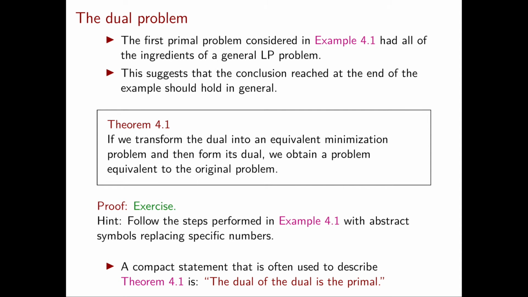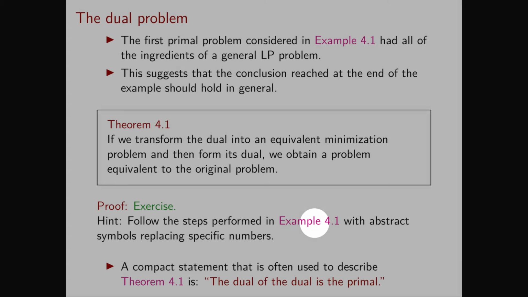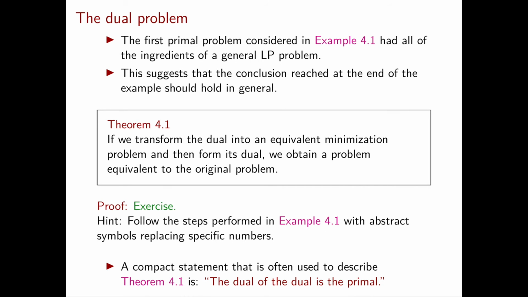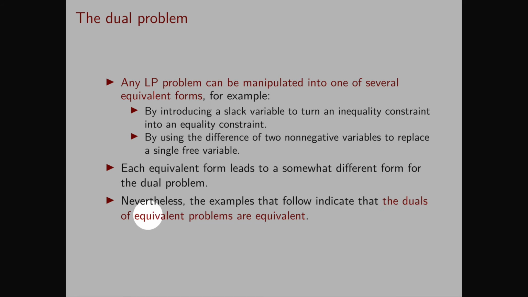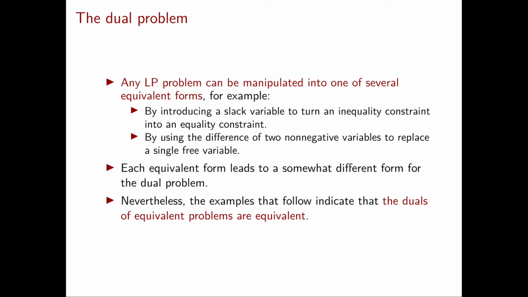In order to write down this proof, you have to follow the same exact steps that we performed in our example. Essentially, you only need to substitute the specific numbers with abstract symbols. The next interesting result about duality that we're going to see essentially says that the duals of equivalent problems are equivalent.